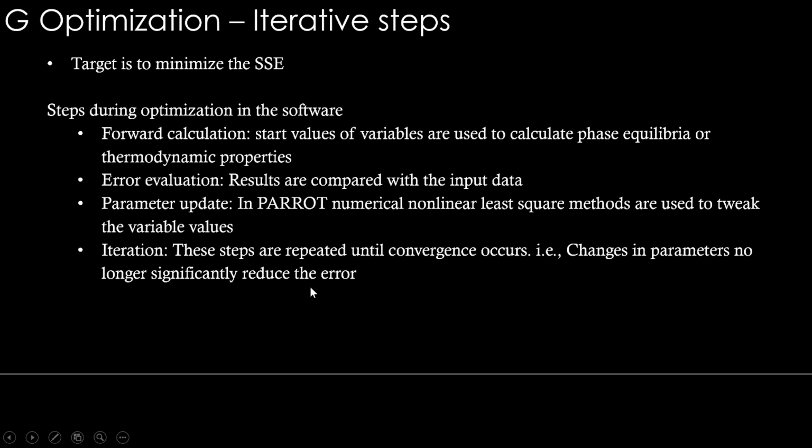Till then, we keep optimizing, and if the error doesn't come down, we say it doesn't converge. If the error goes down to a minimum value and doesn't decrease further, and the error value is acceptable, then we can say convergence has occurred. That's where the optimization ends.